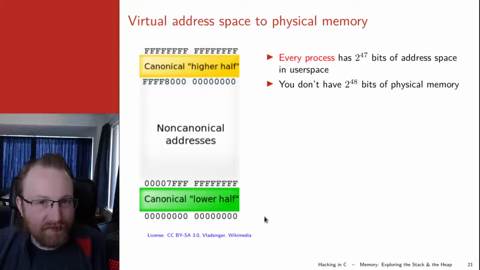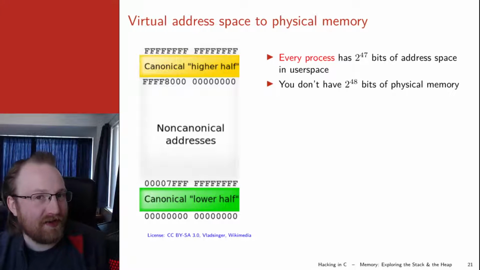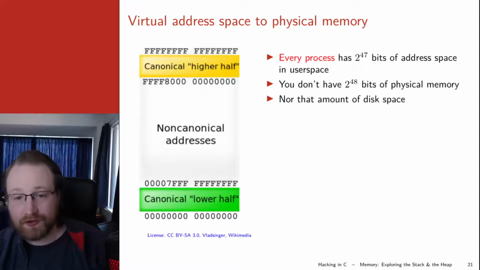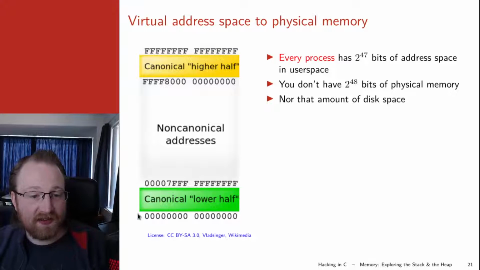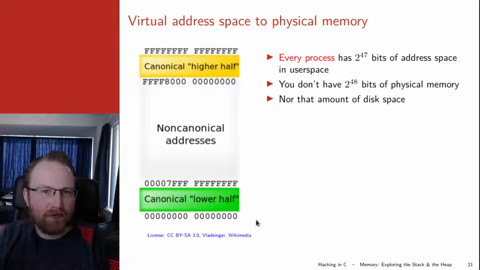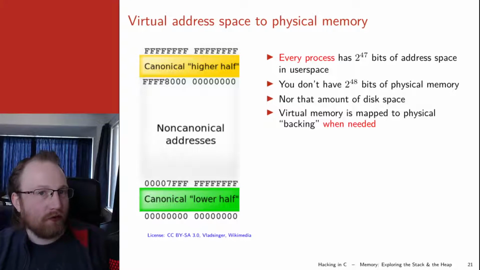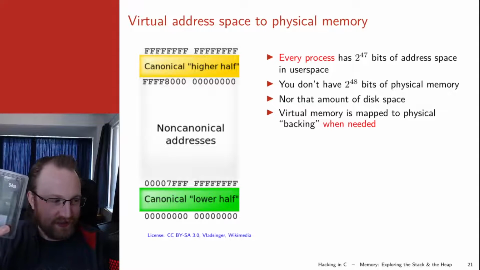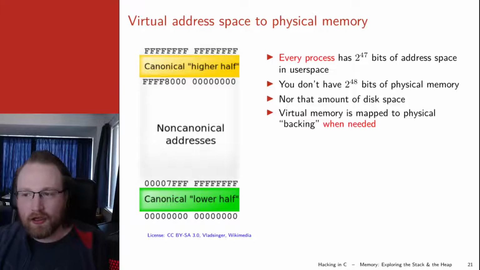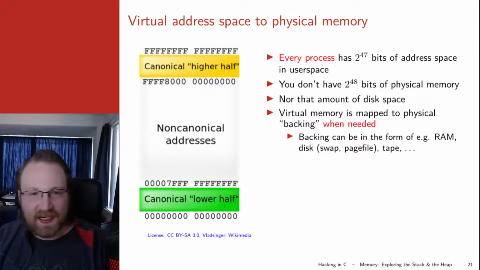Now, that lower half is still 2 to the 47th bytes of address space. You do not have 2 to the 47 or 2 to the 48 bytes of physical memory. And you probably also don't have that amount of disk space. So what's going on there is that this is all virtual memory. This address space doesn't really exist. It's a fairy tale that the computer tells your process. And when it's actually needed, when it's actually written to or read from, that's when the computer decides, okay, I need to put it on one of these RAM units, or I need to put it on a disk, or something like that. So it's backed when it's needed. And backing can be in the form of RAM, disk, tape, whatever.